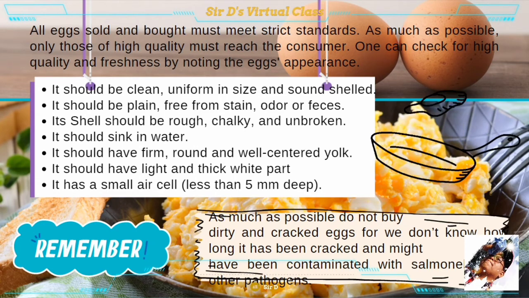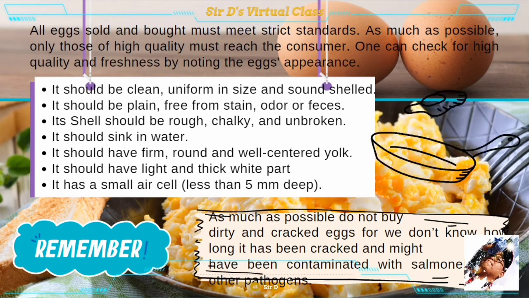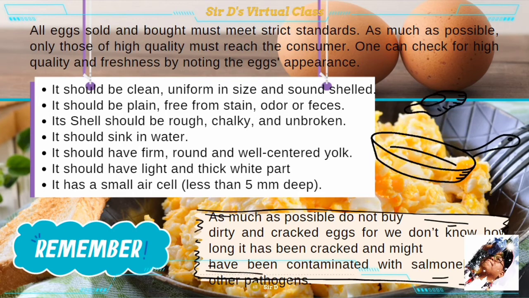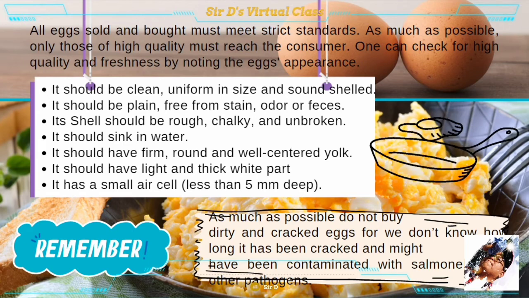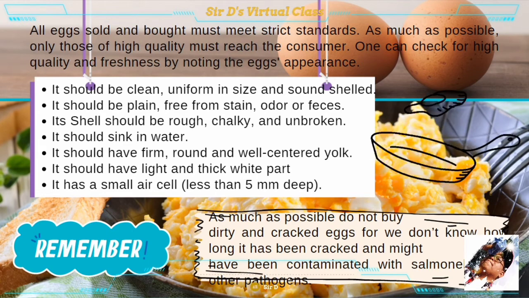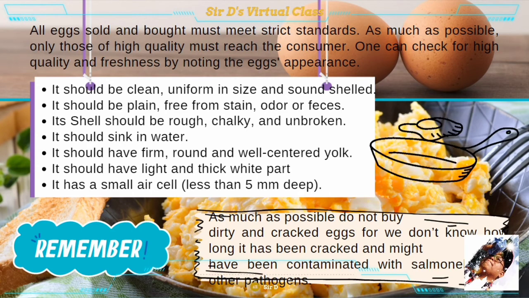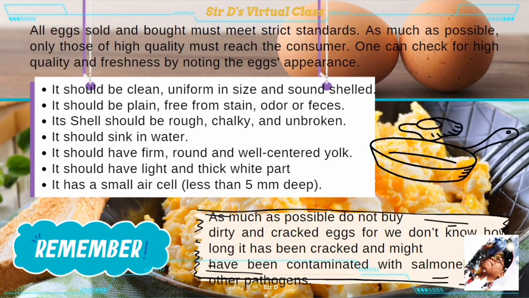It should have a firm, round, and well-centered yolk. It should have a light and thick white part. And lastly, it has a small air cell, less than 5 millimeters deep. When all of these are checked under the quality control of the poultry or the supplier of eggs, then surely your eggs are of good and high quality and freshness.